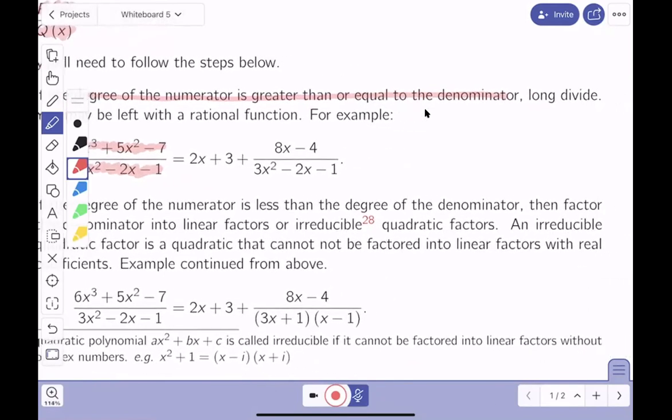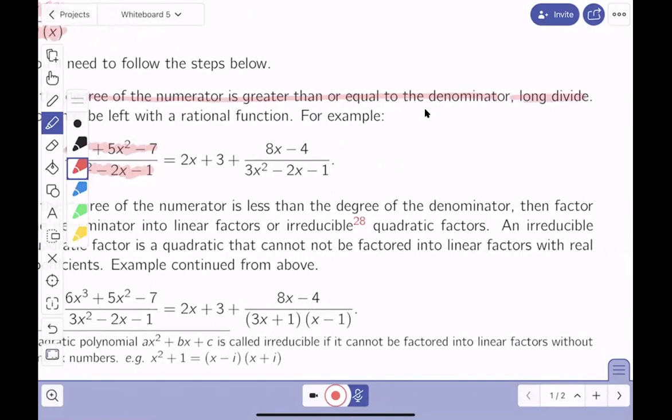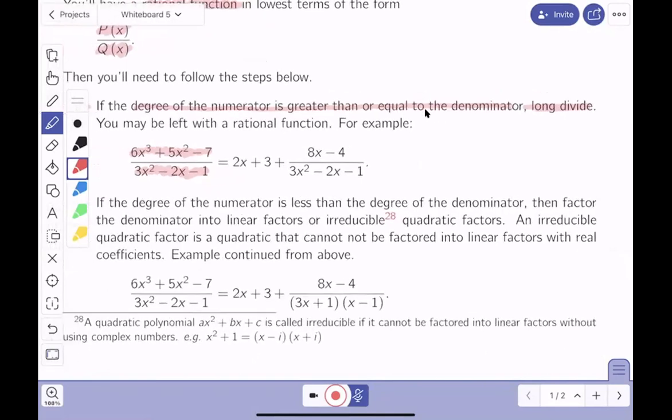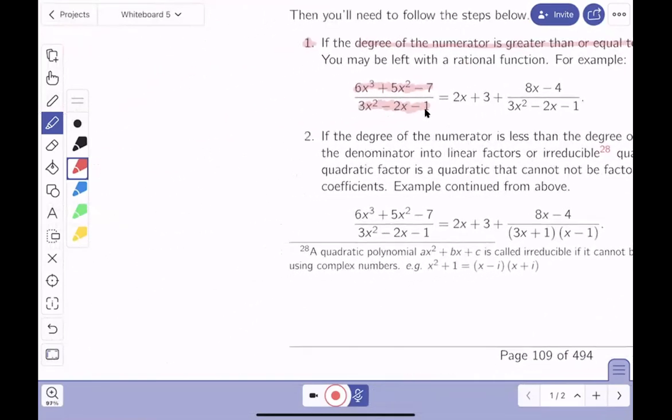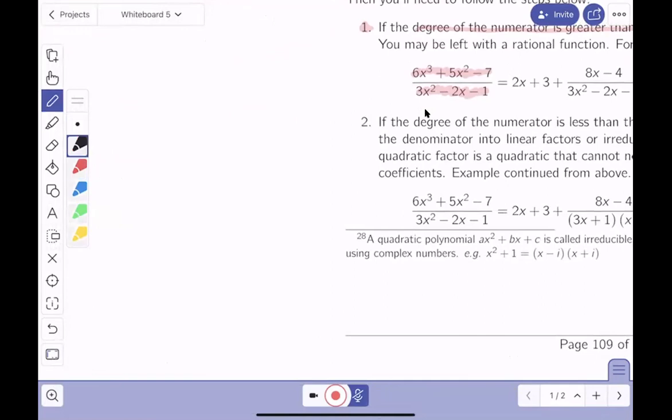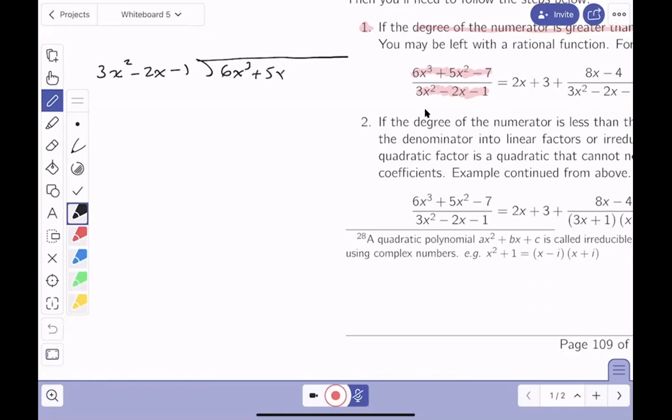Well, they want you to long divide them. Now, where did you learn long division? Certainly in grade school. Polynomial long division at Essex College is introduced very early on. But let's go through it. This is going to be a really important first step. So 3x squared minus 2x minus 1, I'm going to divide that into 6x cubed plus 5x squared. Now, a lot of students have to put the missing place in. If you do, put it in. It would be 0x, and then minus 7. If you don't need to do that, don't do that.